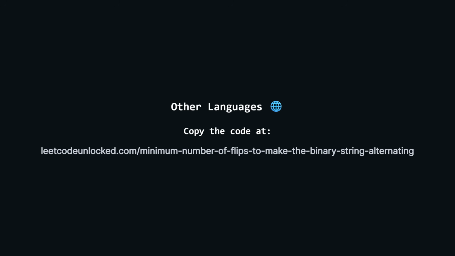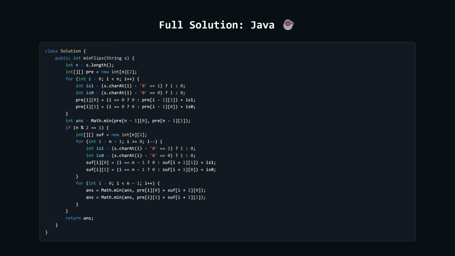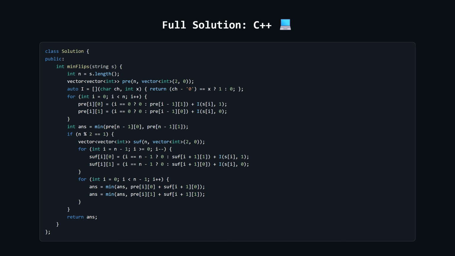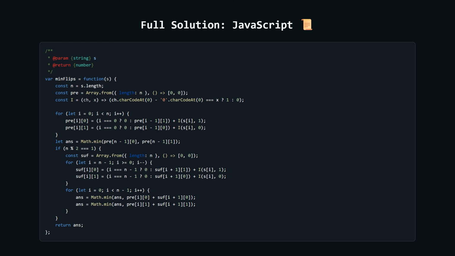Alright, that covers the Python solution and the logic behind it. As promised, here are the full equivalent solutions translated for Java, C++, and JavaScript. Instead of pausing and squinting to type these out, you can just go to leetcodeunlocked.com via the link in the description to copy and paste the exact code directly into Leetcode. Here is the full solution in Java. It uses the exact same two-pass array logic we just walked through. Next up, here is the C++ version, utilizing vectors to store our running totals. And finally, here is the solution translated into JavaScript.